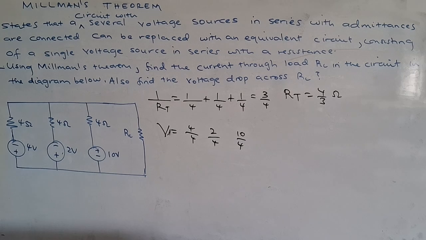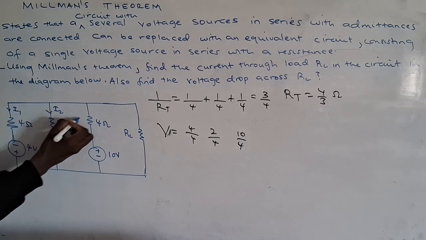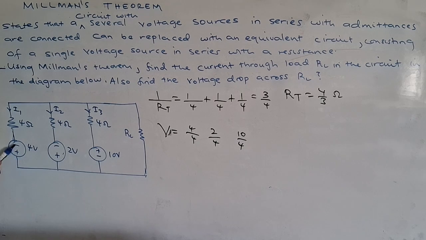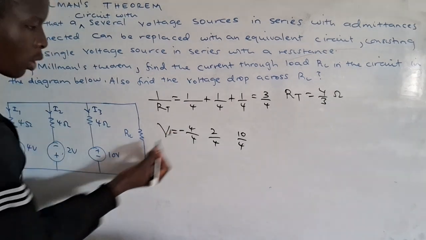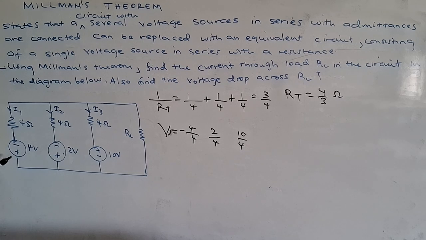I'm going to assign the direction of the currents like this. This I'm going to call I1, and this is I2, and this is I3. Check this. This I1 is flowing from negative to positive, which is nothing but a drop. Here again, it's negative to positive. See, I think I made a mistake here. If you are moving from negative to positive, that is a rise.